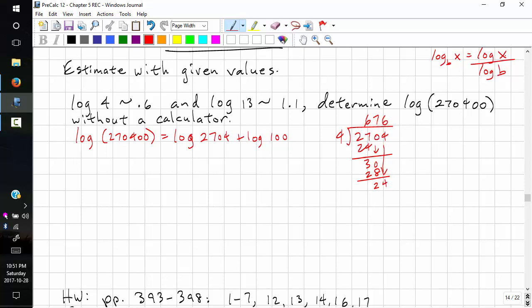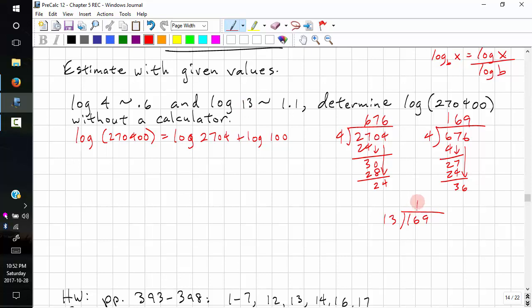This is still even, so that means we can still divide by 4. 4 into 6, 7, 6. 1, that's 4. Subtract, that's 2. Bring down the 7. 27, 4 goes in 6 times, that's 24. Subtract, we have 3. Bring down the 6. 36, that's 9. This is no longer even. That means we need to divide by 13.